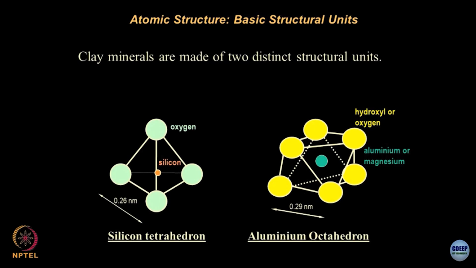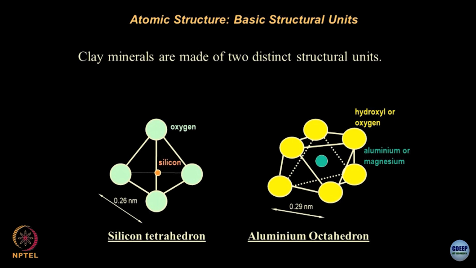So, the clay minerals are made up of 2 distinct structural units. The first one is known as tetrahedron and the second one is known as octahedron. You must be aware of all this in chemistry courses, you must have done, clear, tetrahedron and octahedron. So, there is nothing difficult to study. Silicon is here, look at the atomic size, 0.26 nanometers. You have silicon at the center and then 4 oxygen atoms, clear. And then when you have aluminum octahedron, you have alumina or magnesium and followed by either hydroxyl ion or it could be oxygen atom.